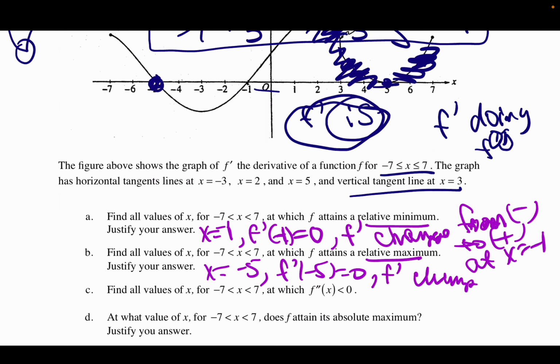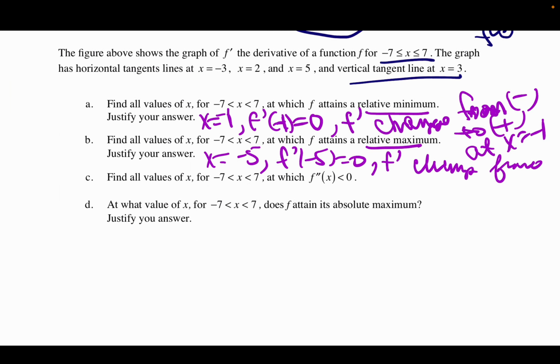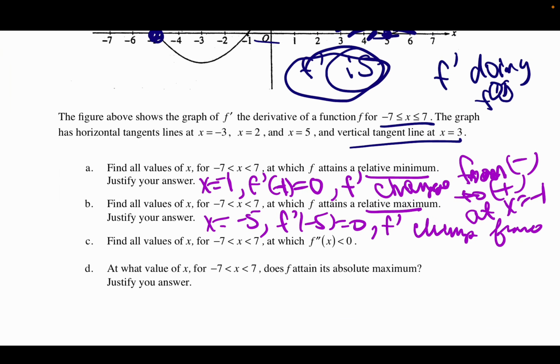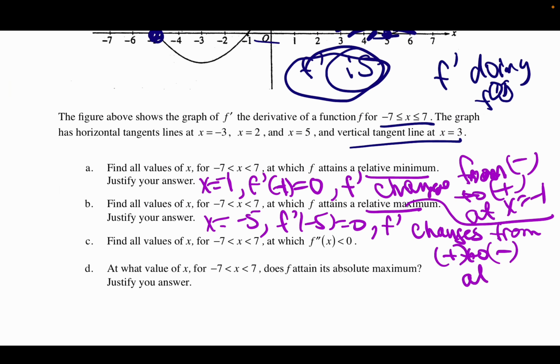changes. Again, make some more room. You've got room down here to write. Changes from, I write a lot neater than I am. That looks awful. Please don't squeeze all this in. F prime changes from positive to negative. I'd write out the words at x equals negative 5. All right, so that's B.